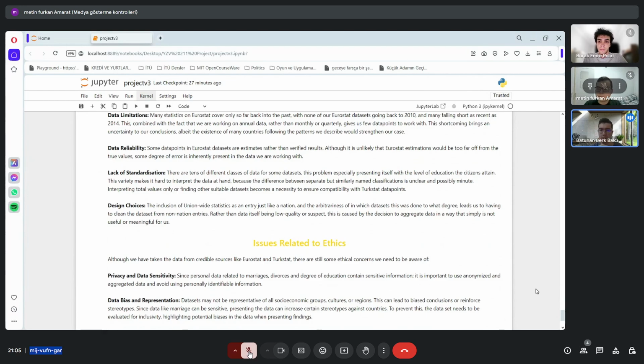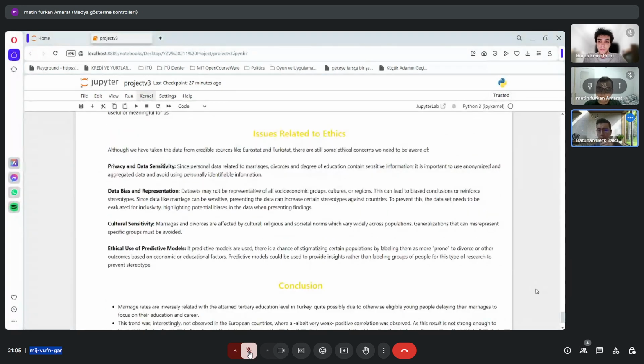Some ethical issues considering our research are that we have to make sure that the data we use is aggregated and anonymous. Since we do research and try to gain insights about marriage rates, which is a sensitive topic among countries, we had to avoid creating stereotypes and biases against these countries.